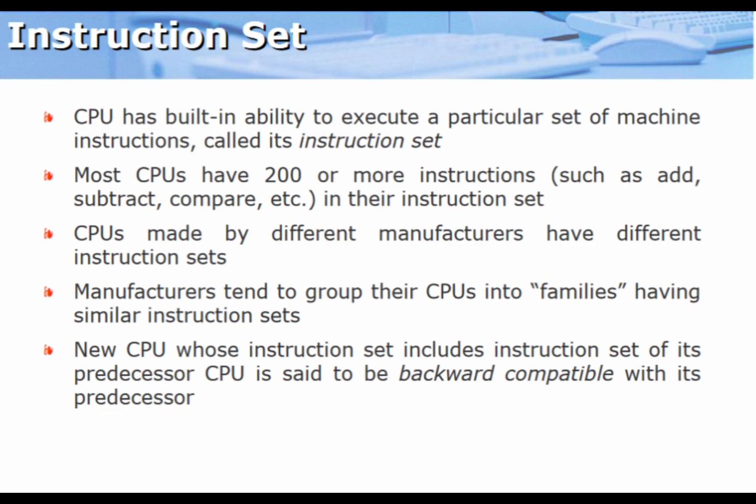What is instruction set? CPU has built-in ability to execute a particular set of machine instructions, called its instruction set. Most CPUs have 200 or more instructions, such as add, subtract, compare, etc., in their instruction set. CPUs made by different manufacturers have different instruction sets. Manufacturers tend to group their CPUs into families having similar instruction sets. A new CPU whose instruction set includes the instruction set of its predecessor CPU is said to be backward compatible with its predecessor.